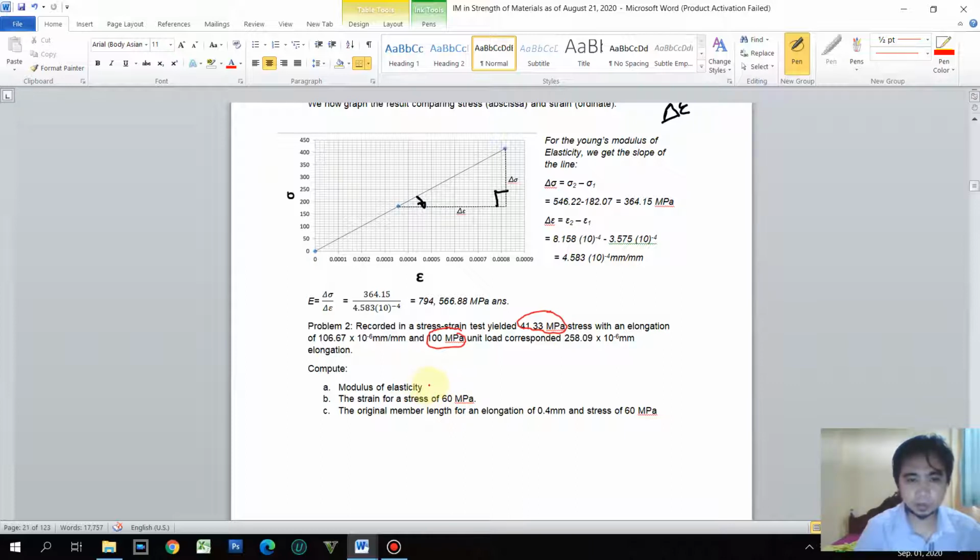So we are tasked to compute for the modulus of elasticity, the strain for a stress of 60 megapascals, and the original member length for an elongation of 0.4 millimeter and a stress of 60 megapascal. So in here, stress is already given. Okay, so strain is computed out of the deformation. Of course, strain is just equal to the deformation all over length. So all you have to remember is that the deformation is just distributed to the whole length, and sigma is equal to P over A, or the loading is equally distributed all over the cross-sectional area of the material. That is why sigma is called unit load and this one unit deformation.